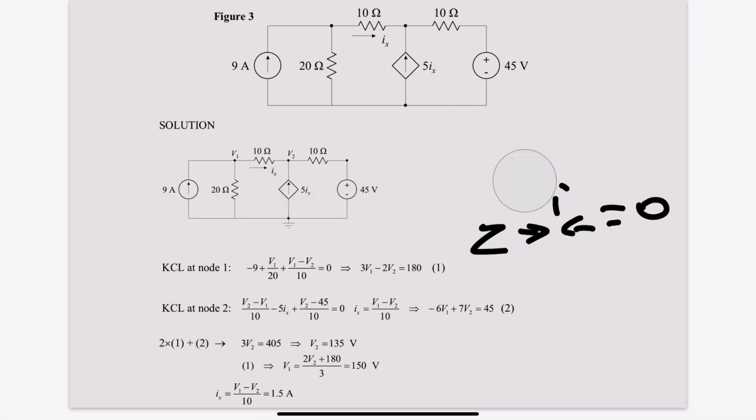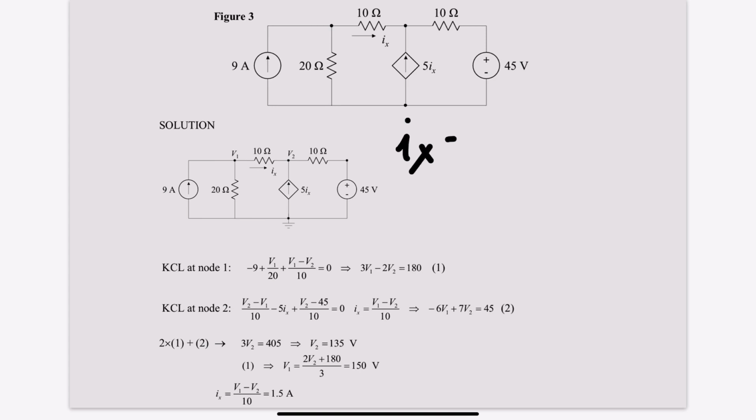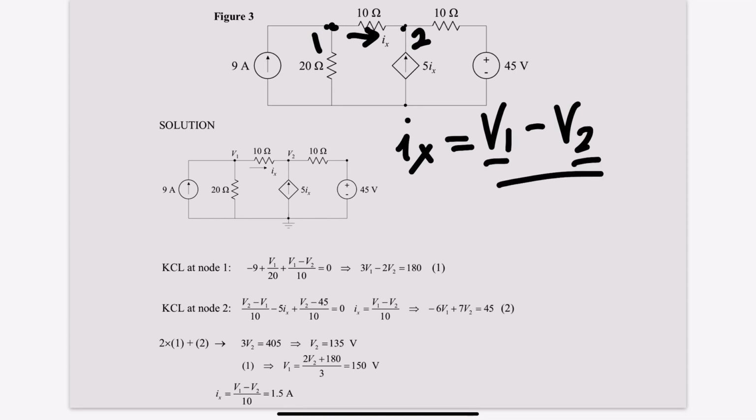It's a lossless question. So, to find Ix, which is what is needed here in this question, we're going to have to find an equation for Ix. Looking at Ix, let's call this node node 1, let's call this node 2. And for Ix, it's going to be the voltage difference between node 1 and node 2, taking into regard the direction going from 1 to 2, so V1 minus V2, all over the resistor which Ix is passing through, which is 10 ohms.